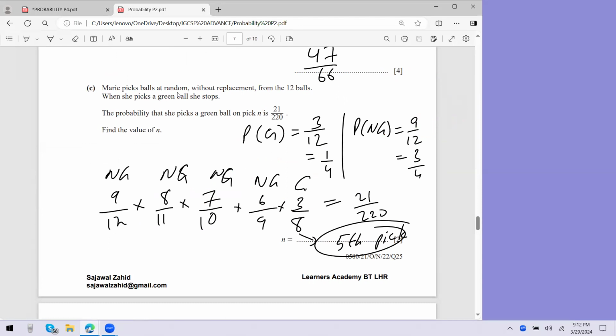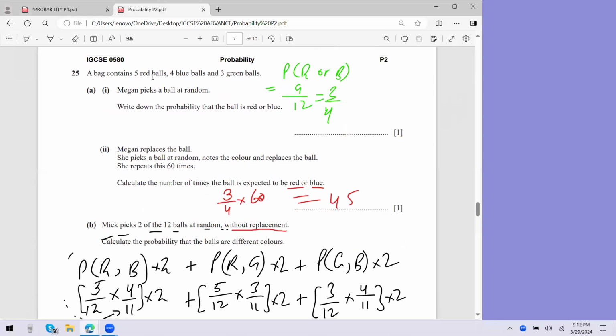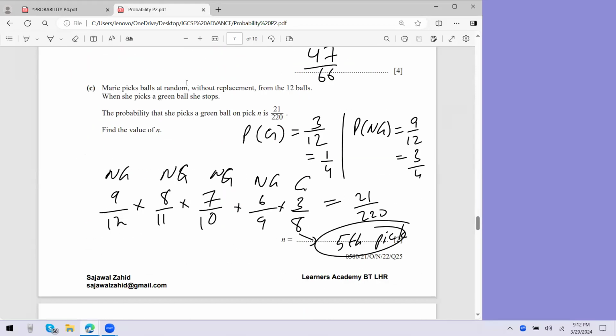So Mary picks a ball without replacement from the 12 balls. What are the 12 balls? You can look at the question again. A bag contains 5 red balls, 4 blue balls, 3 green balls. Total are 12 balls. When she picks a green ball, she stops. The probability that she picks a green ball on the nth pick is 21 over 220. Find the value of n.